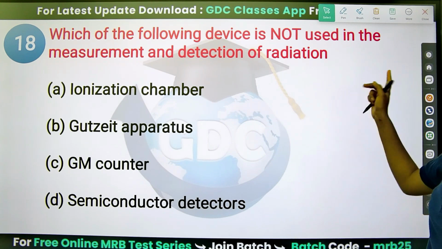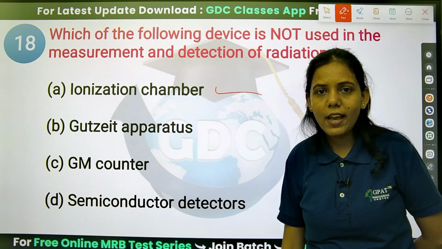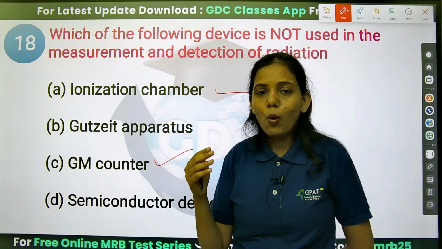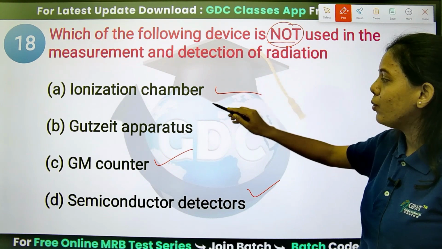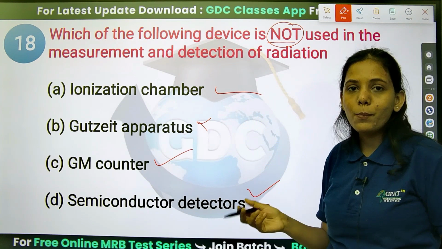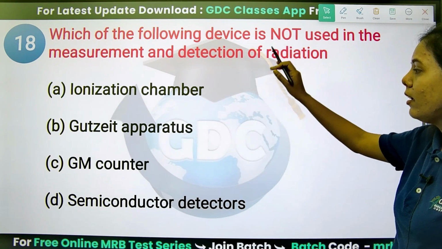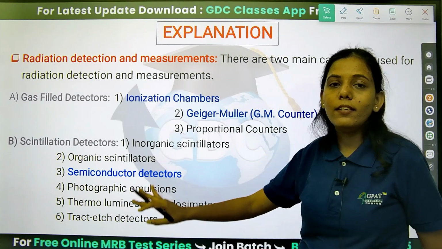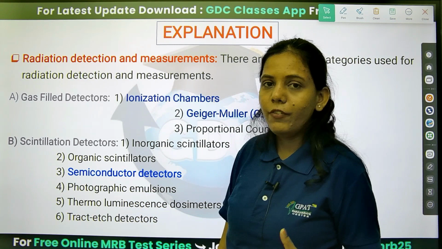Which of the following devices is not used in the measurement and detection of radiation? Ionization chamber, we have seen. GM counter, we have seen. Then we have seen semiconductor detector. These are the devices which are used, but they are asking which is not used. Gadget apparatus we are not using. So remember A, C and D are the options we have already seen in the measurement and detection of radiation. We have also seen the gas filled and the scintillation detector. Generally the gases which we use are inert gases.